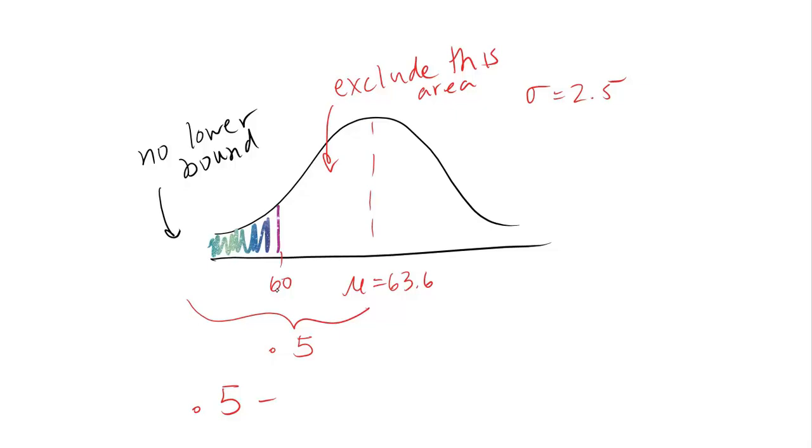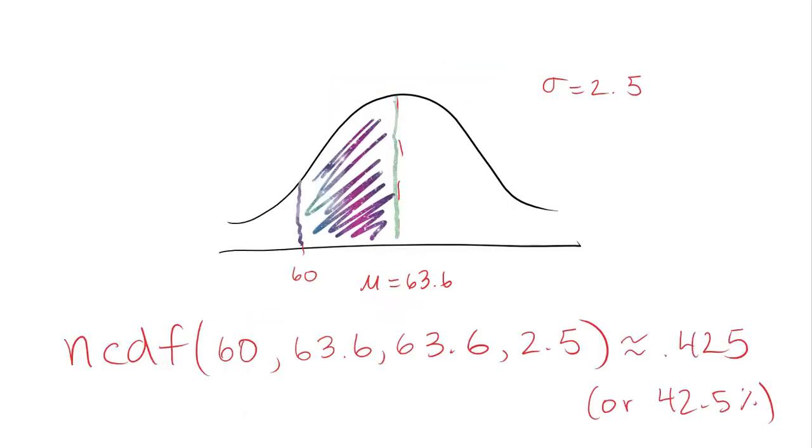The area that I want to exclude has a lower bound and an upper bound. That's the issue with the area that I actually want, is that it has no lower bound, but the area that I'm subtracting away does. The lower bound of the area I'm subtracting away is 60. And the upper bound is 63.6. It is in fact that same area that we found in our first example. I'm just going to subtract that away.